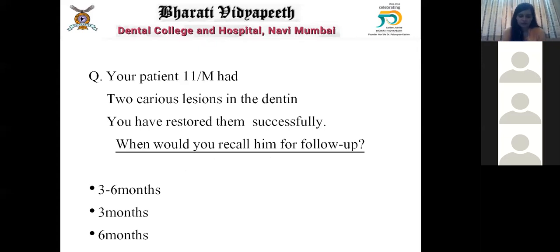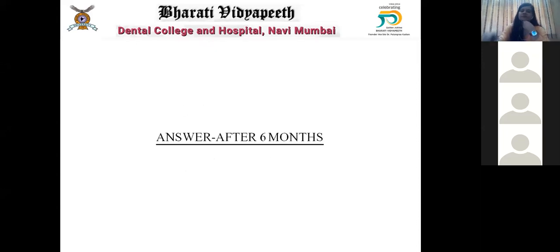Roshni. Ma'am, 6 months. Why is it? Ma'am, because the caries index of that patient is not high. It's a low caries index because there are only 2 carious lesions. So 6 months would be fine. So why not 3 to 6 months?